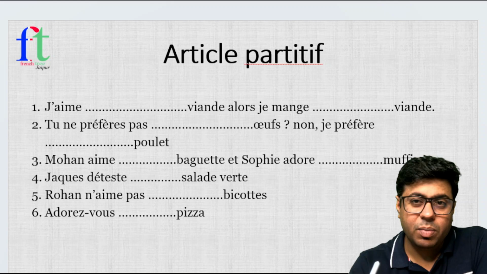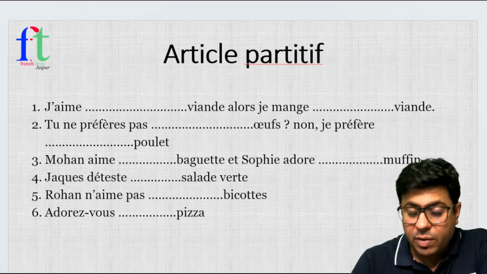So this is the rule that we have learned. Four verbs are there, just look them up. The verb is using. So let's take a second to solve together. Tu ne préfères pas, prefer verb is there. What I'm supposed to use is only le, la, l', either positive or negative.